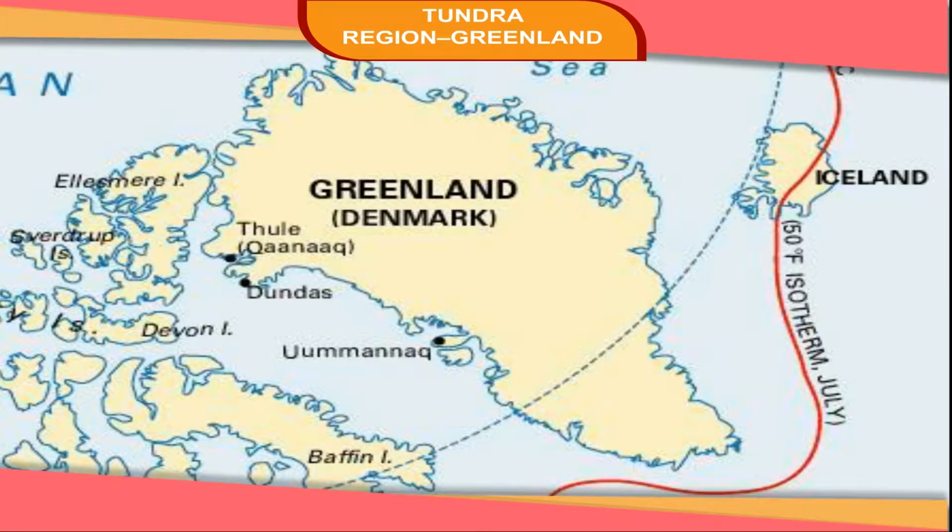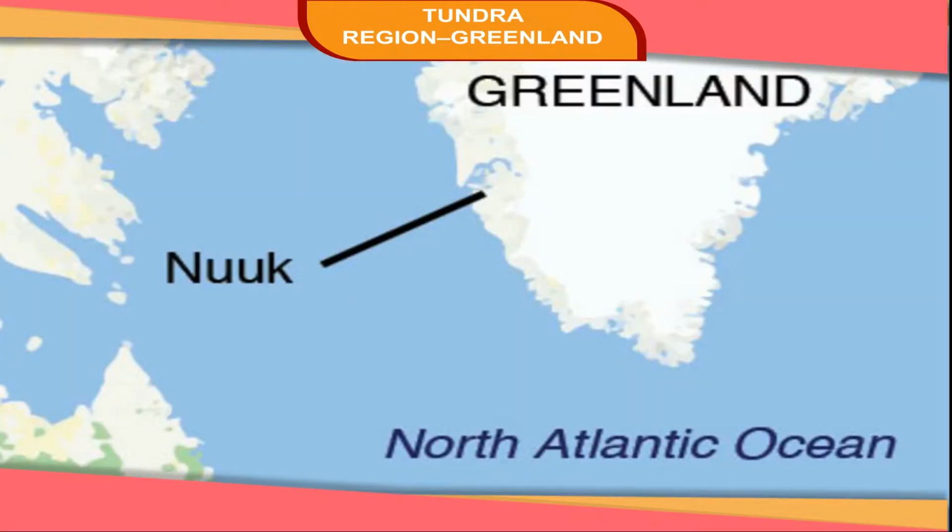Greenland extends about 2,670 kilometers from north to south. The maximum distance from east to west is about 1,300 kilometers. Greenland is a self-governing part of Denmark. Every Greenlander is a Danish citizen. The capital and the largest city of Greenland is Nuuk, formerly Godthab.